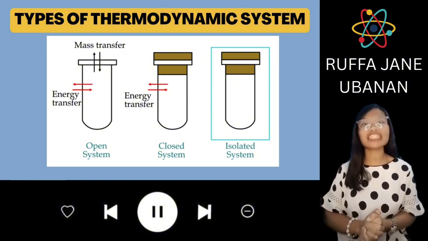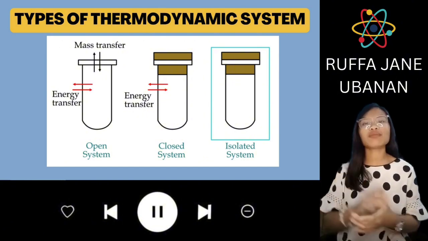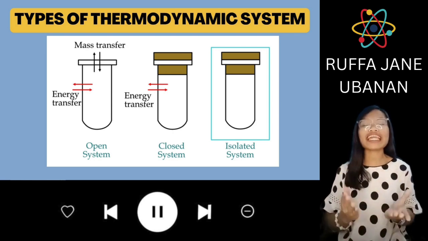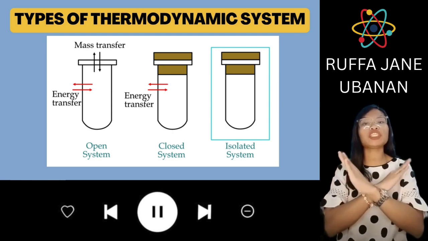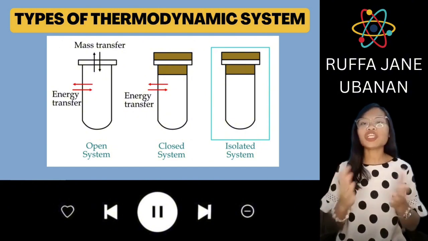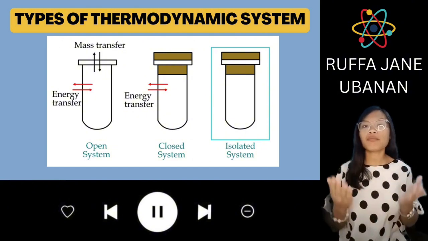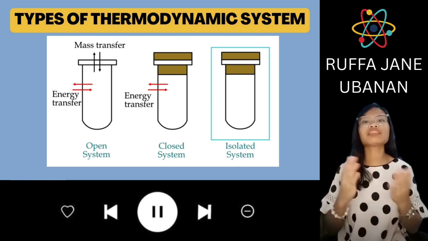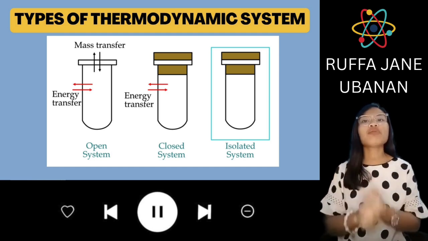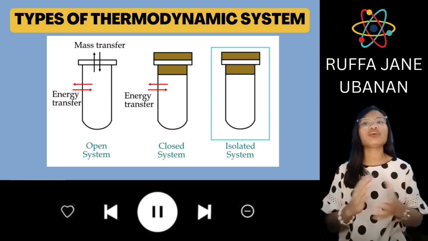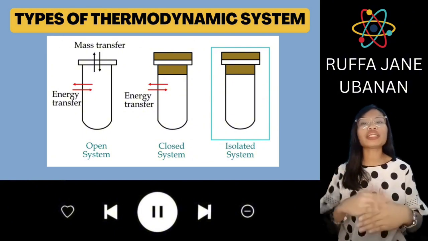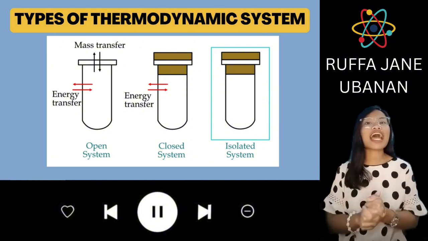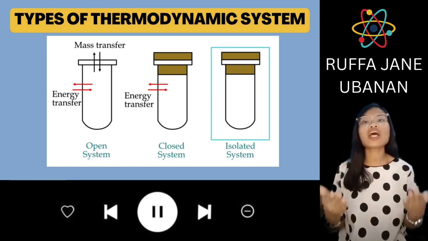The second is the closed system. A closed system can exchange energy, like heat or work, but not mass with its surroundings. As you can see, energy transfer is present, but mass transfer is not present or applicable in a closed system. An example of this is a sealed metal container being heated. Heat can enter or leave, which is the energy, but the gas or liquid inside cannot escape. That's why mass is constant.